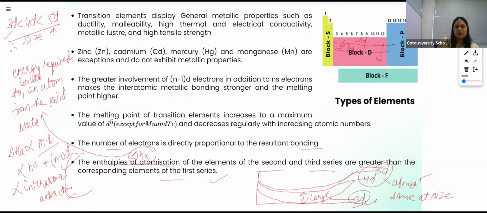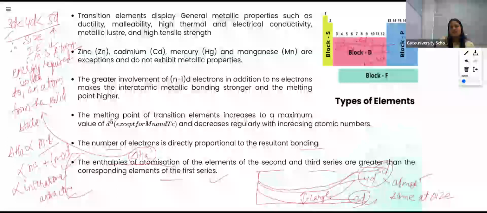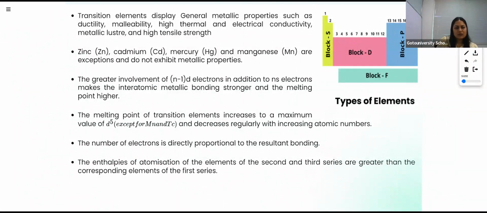As we move down the group, the size of the atom increases, right? If the size is increasing, the ionization energy will be decreasing. If the ionization energy is decreasing, then the metal bonds are strong. So moving down the group, the metal bonds are getting stronger. The ionization enthalpy is decreasing and the size is increasing, which results in a higher enthalpy of atomization. Understood? Right.